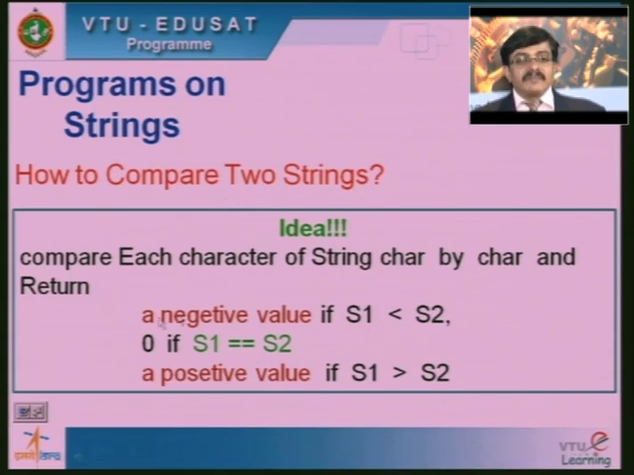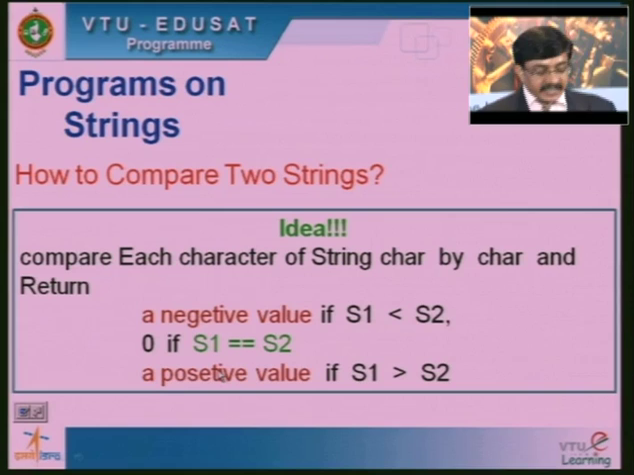For example, if I have two strings S1 and S2, if S1 is lesser than S2, then I return a negative value, and if S1 is equal to S2, then I return the value 0, and if S1 is greater than S2, then I return a positive value.